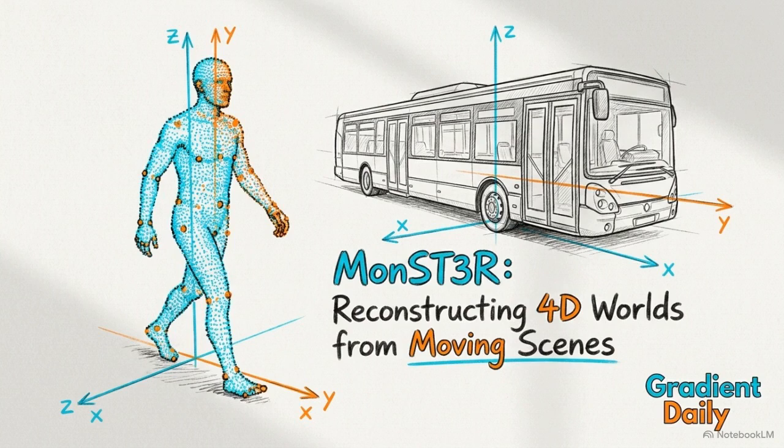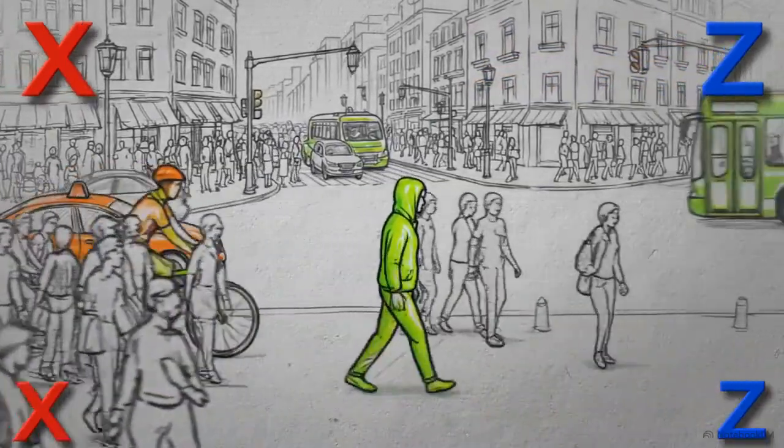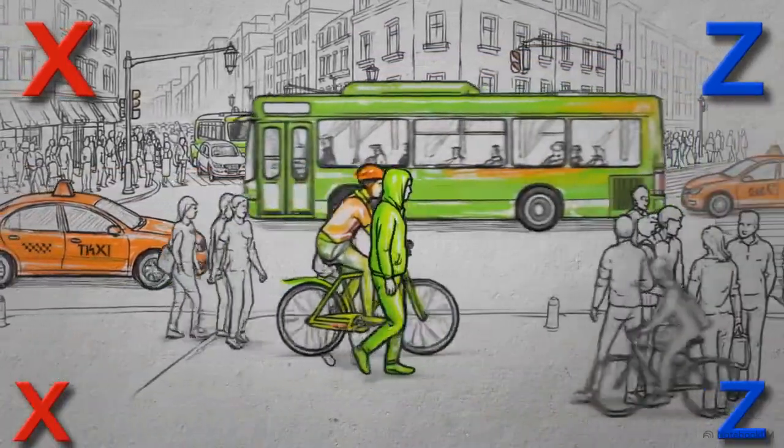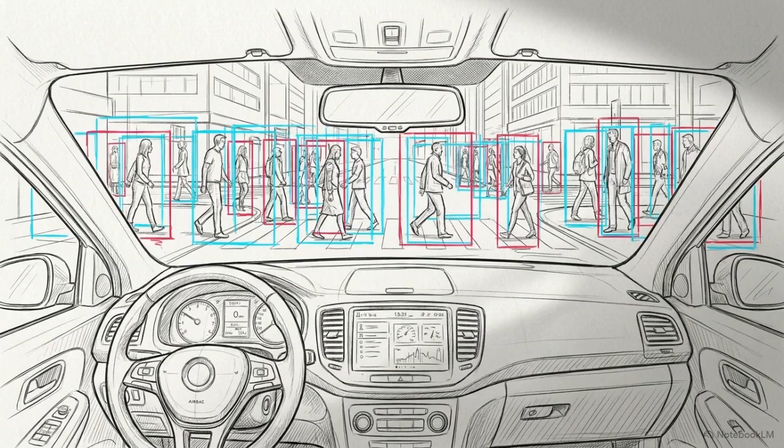Today, we are breaking down a paper accepted at ICLR 25 by Juni Zhang and colleagues titled MonST3R. Look at this urban scene. For an autonomous vehicle to navigate safely, it must map moving vehicles and pedestrians in real time. Real-world environments are rarely static, making dynamic scene reconstruction a central challenge in computer vision.